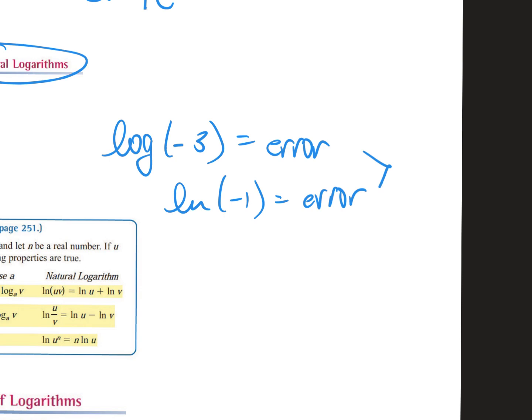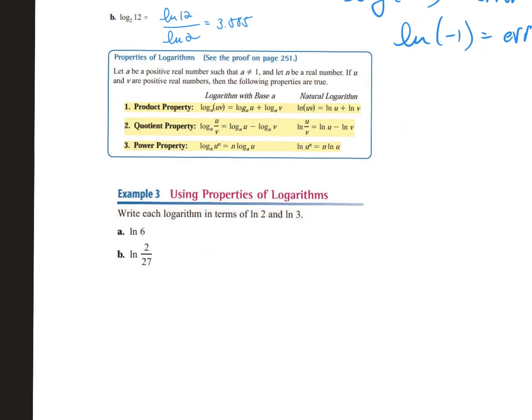If you ever get a solution and you go to plug it back in, and when you plug it back in it makes the log or natural log negative, then your answer would be no solution. We're not dealing with imaginaries here. We're only dealing with real solutions, and taking the log or natural log does not exist if it's negative. So, here we go.